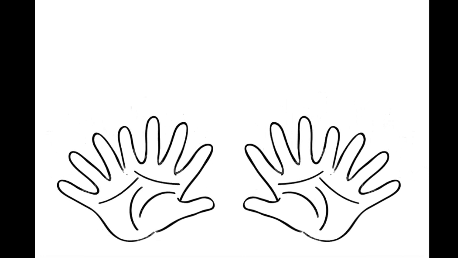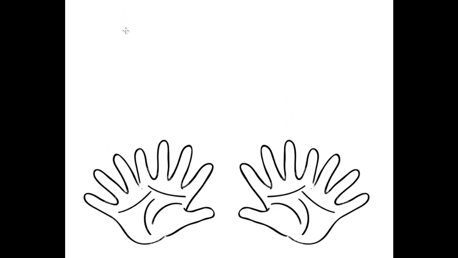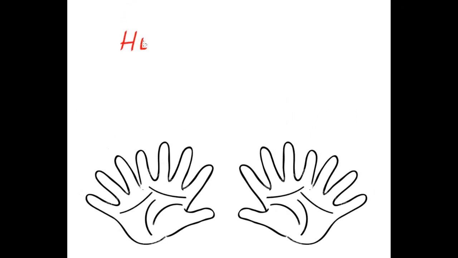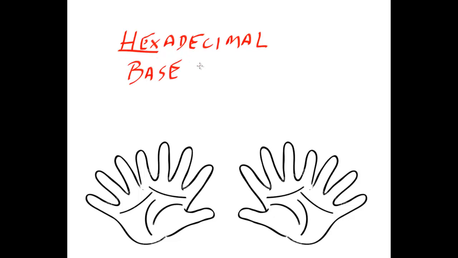So what if we went the opposite direction? What if we had 16 fingers? Then we would have learned to count in sets of 16. And they called it hexadecimal, or some people call it hex, which is base 16. We would count in sets of 16, so it would have gone like this: 1, 2, 3, 4, 5, 6, 7, 8, 9.